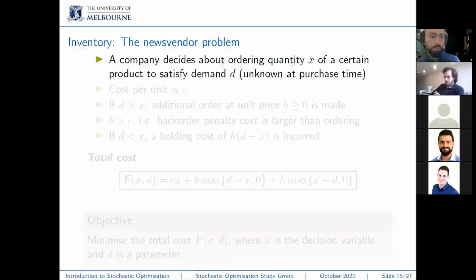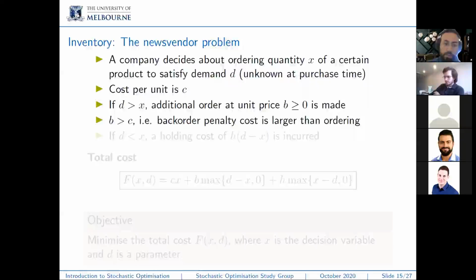Now we assume the cost per unit is denoted by C, and then you may have two cases. One of the cases is that the demand is greater than what you actually ordered, and in that case, you need to make the decision to buy more units at a more expensive price, which is denoted by B. And of course, B is greater than C, and this is called the back order penalty.